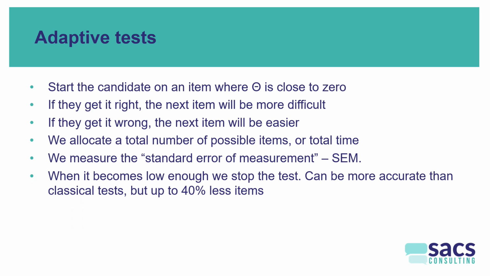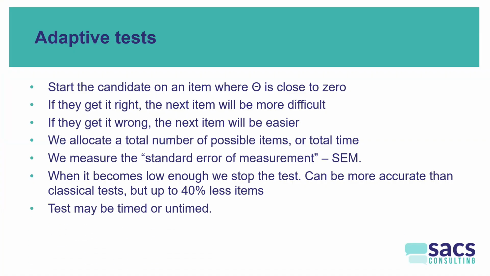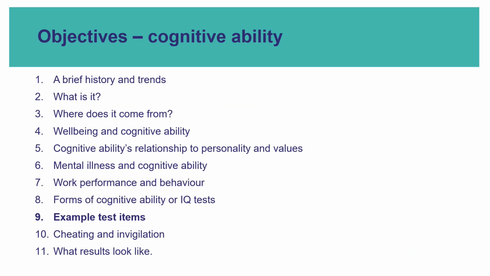Now, the benefit of this is that adaptive tests can be much shorter. In a range of studies of a range of adaptive tests, it's been found that you can end up with even 40% less items by virtue of running adaptive tests, because it's sort of honing in on the person's level of ability, whether that's numerical or verbal or abstract, whatever you're measuring. These tests may be timed or untimed, but certainly they can finish when the standard error of measurement becomes low enough. So that's how cognitive ability is measured.